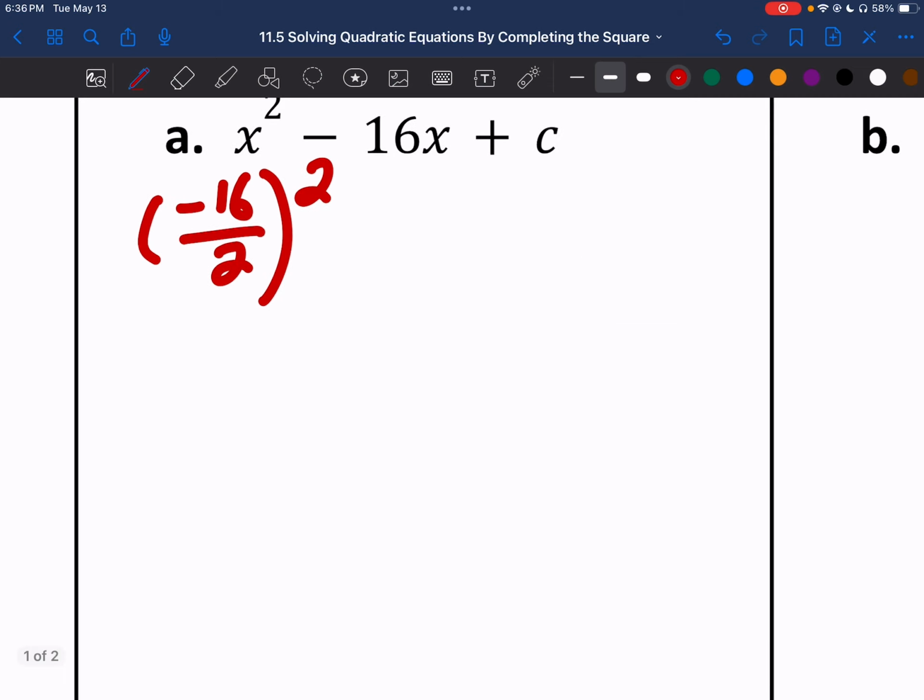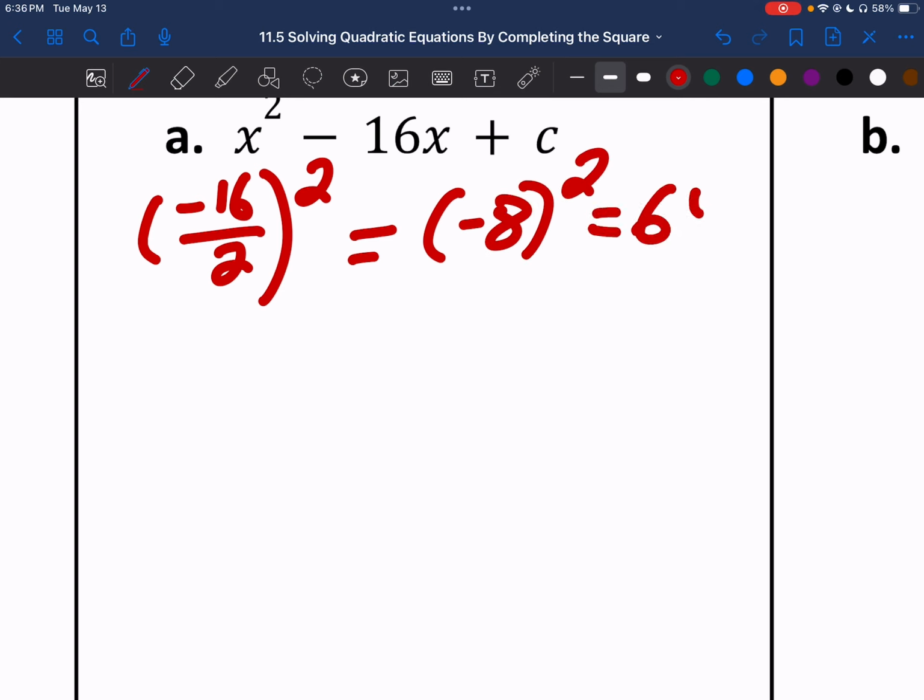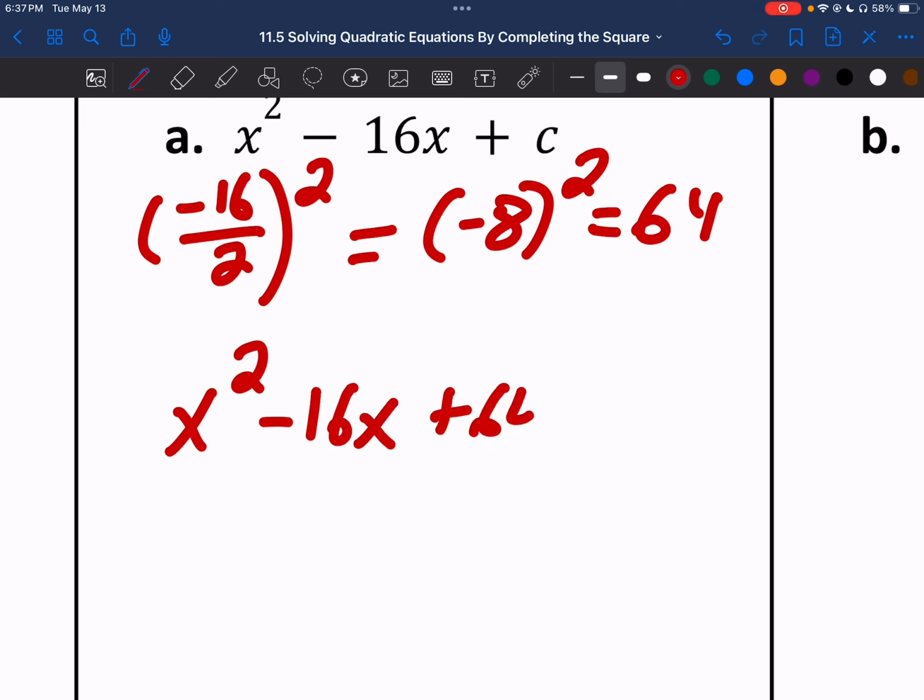All right, so negative 16 divided by 2 is negative 8. Negative 8 squared is 64. So we factor this, and we get x squared minus 16x plus 64. So that's our perfect square trinomial, right? First term and last term are both perfect squares. Our middle term is 2 times the square root of each of them. And then we factor it to x minus 8, the quantity squared.